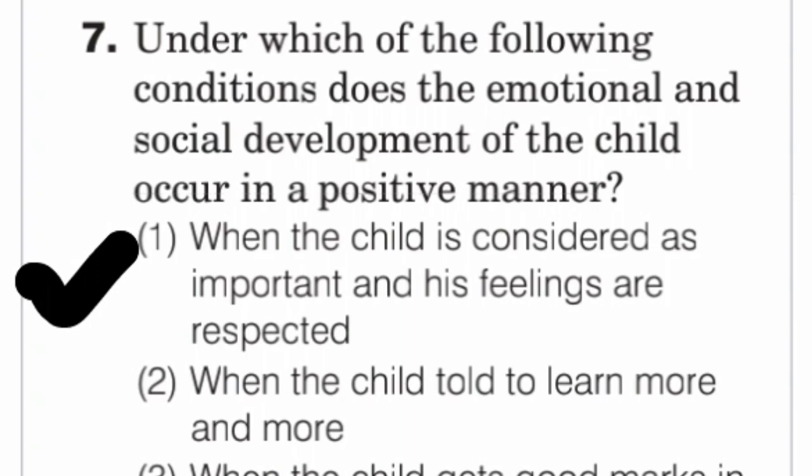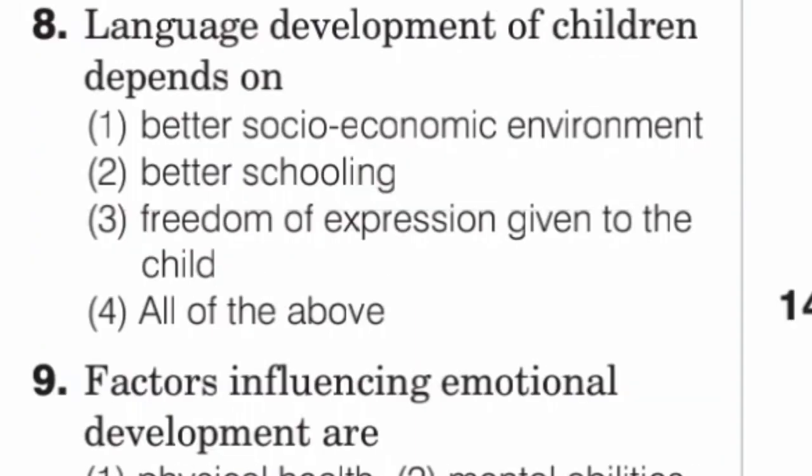Question number 8. Language development of children depends on number 1, better socio-economic environment. Number 2, better schooling. Number 3, freedom of expression given to the child. Number 4, all of the above. So the answer, language development of children depends on all of the above. Right answer.